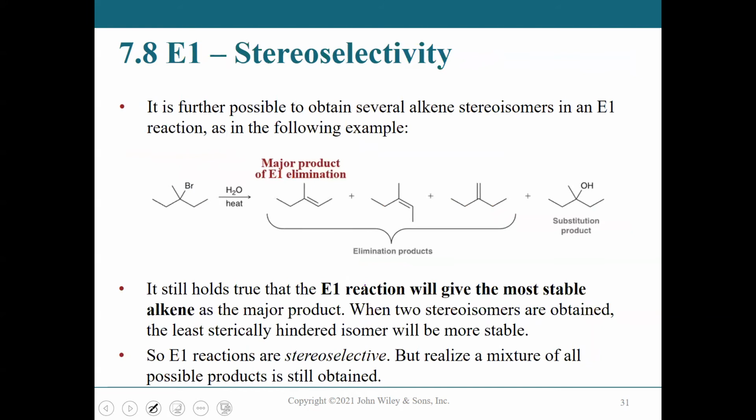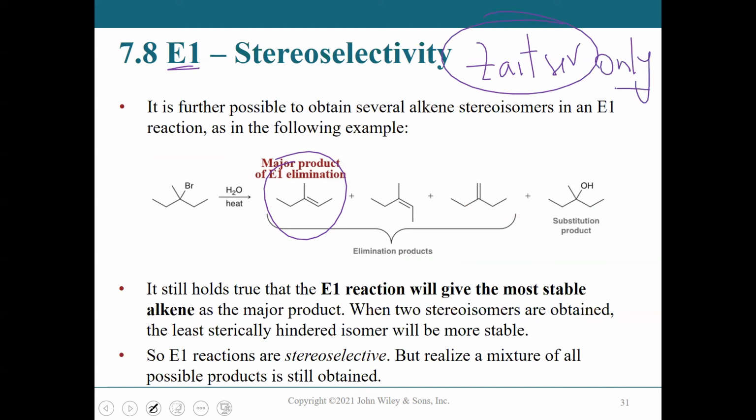Okay, stereoselectivity in E1 reaction. Yes, there is a major product. E1 reaction always follows Zaitsev. I want to be very clear: Zaitsev only. You cannot do E1 reaction Hofmann. And here you can see that your major product is right here. That's the Zaitsev. This one is the Hofmann. These two are Zaitsev, trisubstituted. This one is disubstituted, that's why it's Hofmann, a minor product. But between these two Zaitsev products, why is this one a major product and not this one?